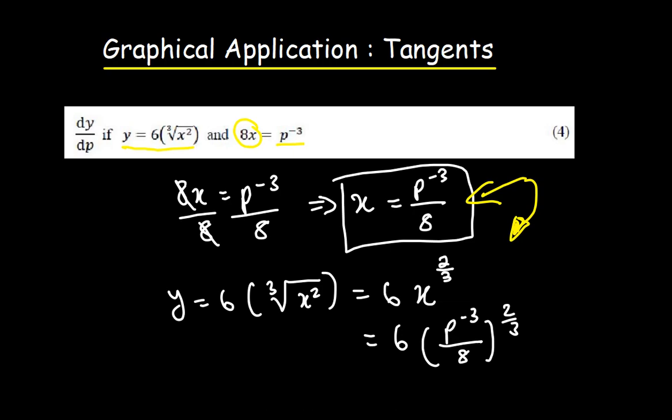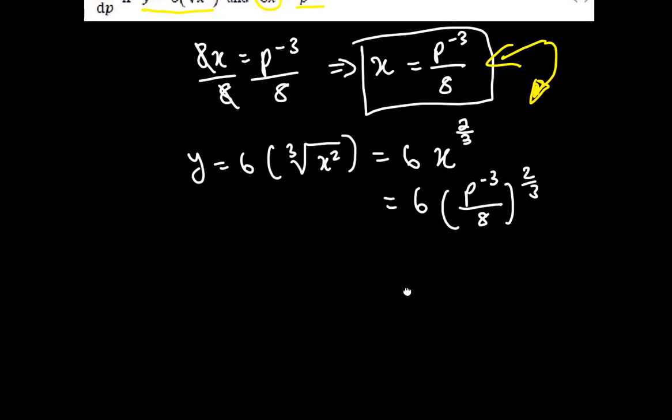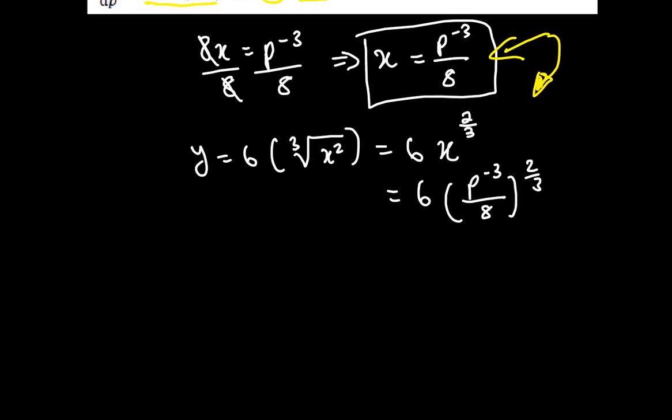Now it seems a bit challenging, isn't it? But do not panic yet. We're going to work through it step by step. So now that we have this, we can write p to the power negative 3, and this 8 you can write as 2 to the power of 3.